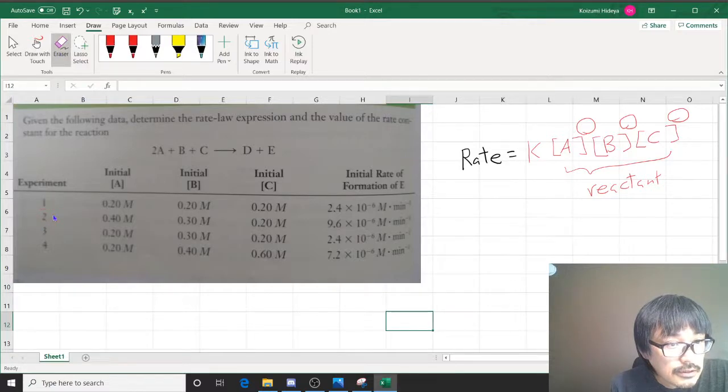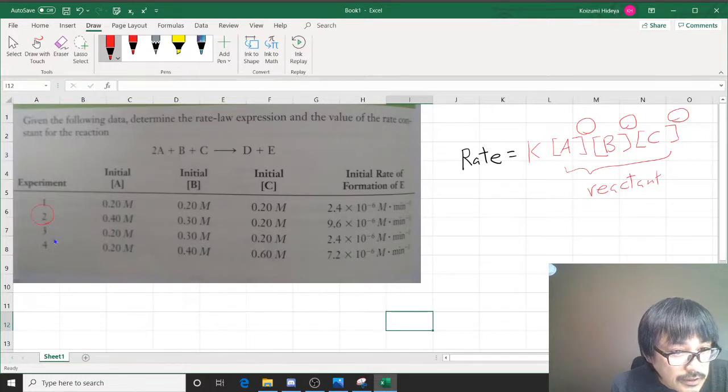Let's think about some other ones. What would be a good one? The second one and the third one look like there is only one thing being changed. The concentrations of B and C didn't change, but the concentration of A changed. Going from 3 to 2, you increase the concentration by a factor of 2. And then what happened to the rate here?